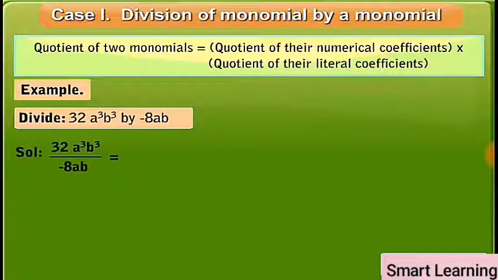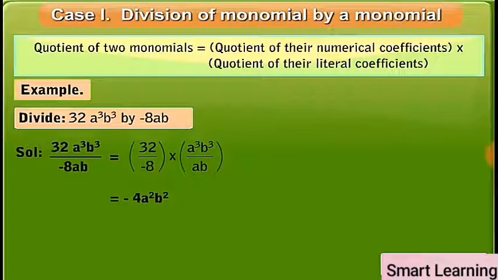The solution is 32a cube b cube by minus 8ab is equal to, first we will divide the numerical coefficients, that is 32 divided by minus 8, and then we will divide the literal coefficients, that is a cube b cube by ab. We will multiply both and get the final answer as minus 4a square b square.